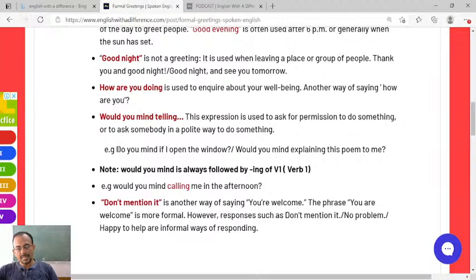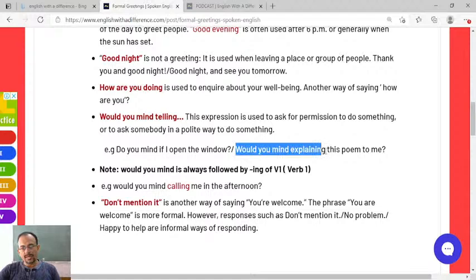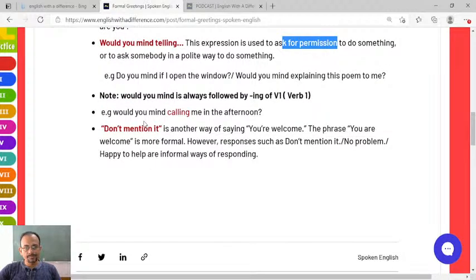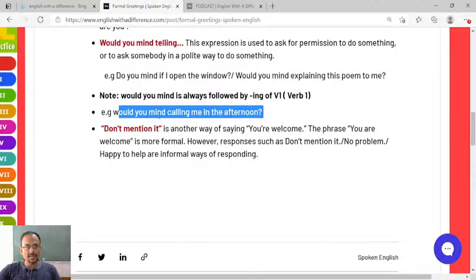Okay, and if you want to use this in the form of would you mind, then you can say would you mind my opening the window. It should be would you mind my opening the window, because would you mind opening the window means you have to do it. But if I say would you mind my opening the window, it means I am opening the window. That is why mind is followed by my. Normally this is not used. People normally say, "Do you mind if I open the window?" Would you mind explaining this point to me means to ask somebody in a polite way. And do you mind if I open the window is to ask for permission. Then would you mind calling me in the afternoon? So you are politely asking him to do something.